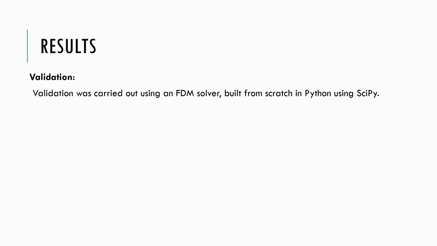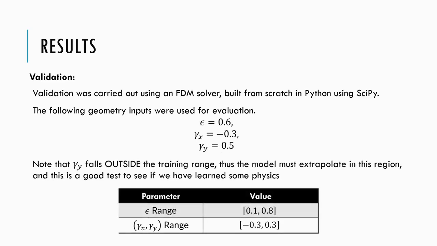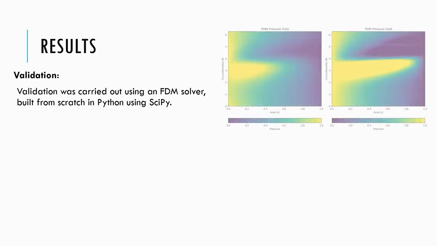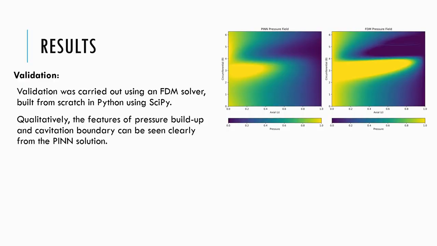The results were validated using an FDM solver built from scratch, and the following geometry was input to the model. Interesting to note that this inference point falls outside the training range. The model has never seen this before, and it is an interesting case to study. Looking at the results on the right, we see some qualitative features of the physics, the pressure buildup in yellow and the cavitation boundary in blue.